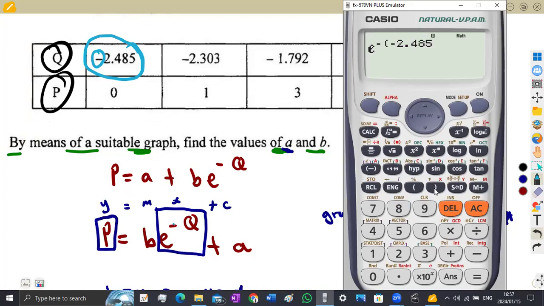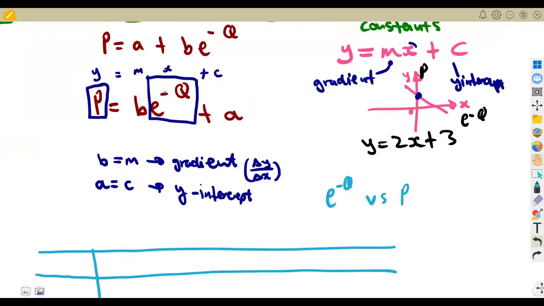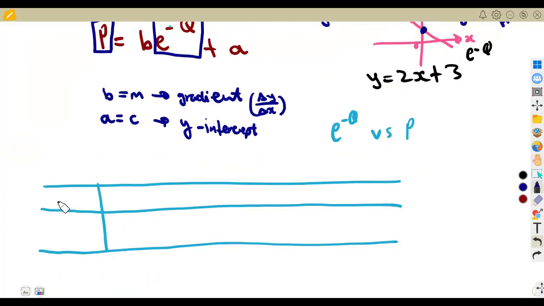2,485, like this. Okay, so this will give us something like 12,00. So this is approximately 12. All right, so we're going to take this value approximately to 12. Okay, so this is what you're going to have for the first value. Remember we said these are values of e to the exponent of minus q versus the p that we have for the y-axis, there's p. So the first value, we got a 12 approximately.